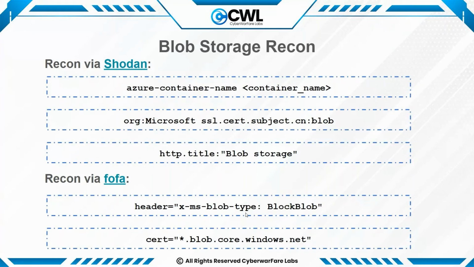The first FOFA query is used to search for internet-connected resources like Azure Blob Storage, where the HTTP response header includes the specific header x-ms-blob-type with the value blob. The second FOFA query is used to search for certificates, specifically SSL and TLS certificates issued to wildcard domains within the Azure Blob Storage services.